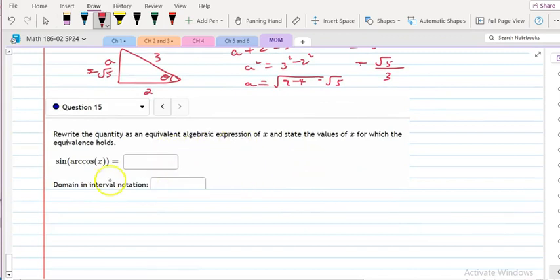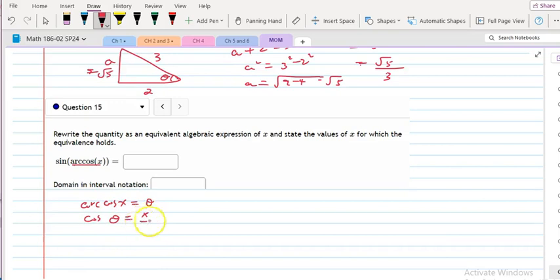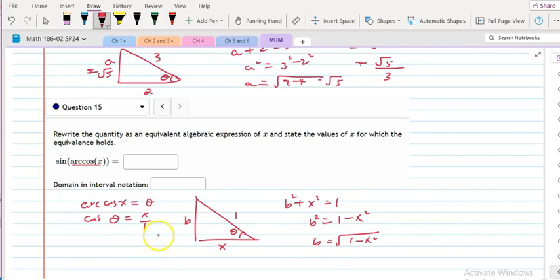Okay, number 15. The same as what we had before. Rewrite it as an equivalent algebraic expression. So arc cosine means it's supposed to be an angle. We would say arc cosine x equals theta. So cosine of both sides equals x over 1. I'll draw a triangle that has a theta and cosine x over 1. So what is B then? B squared plus x squared equals 1. B squared equals 1 minus x squared. B is equal to the square root of 1 minus x squared.